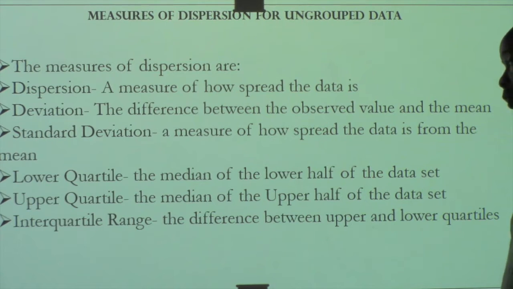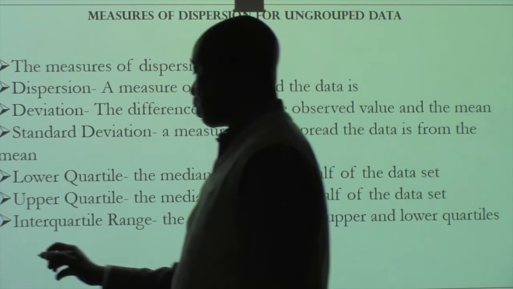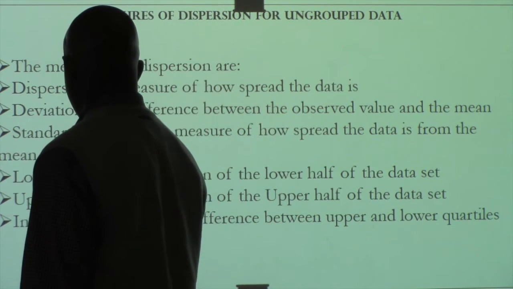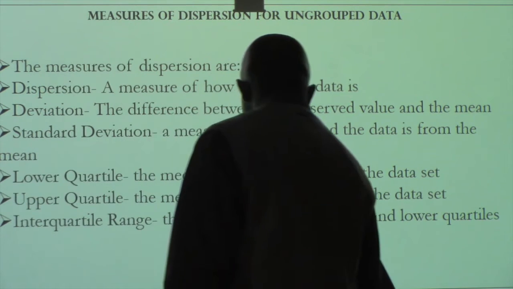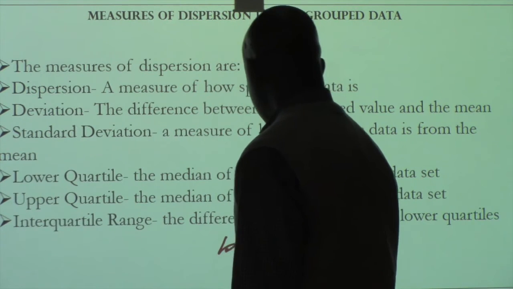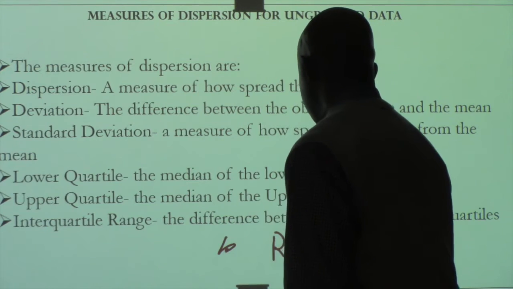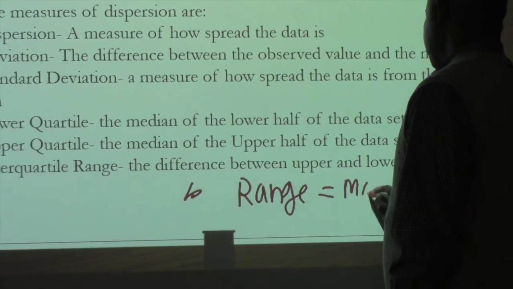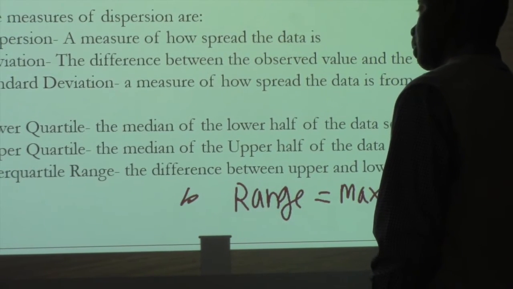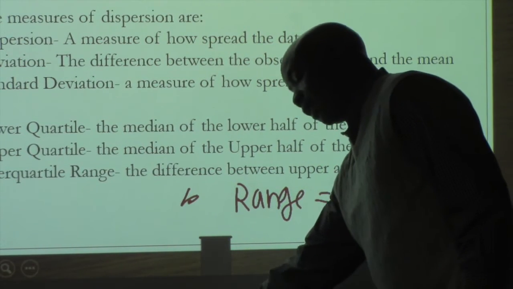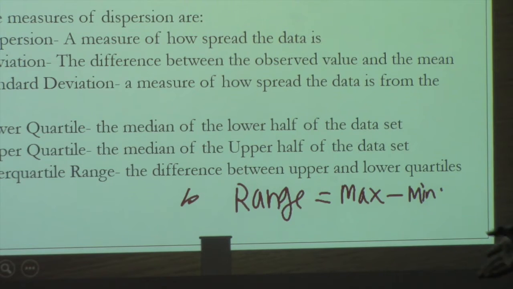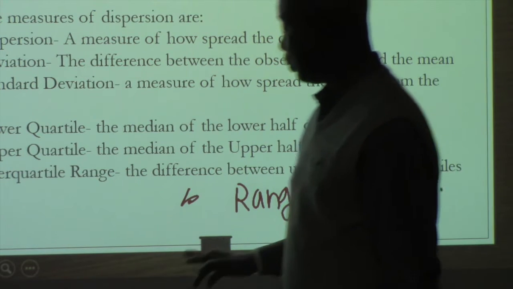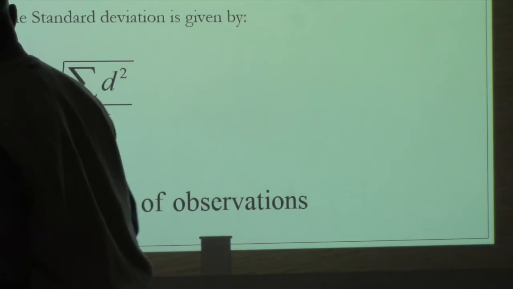Then we have the interquartile range. The interquartile range is the difference between the upper and the lower quartile. Another measure of dispersion is the range. For some reason, we did not include that here. So what's the range? It's basically the maximum minus the minimum, that is the largest data element minus the smallest data element. So these are all measures of dispersion.